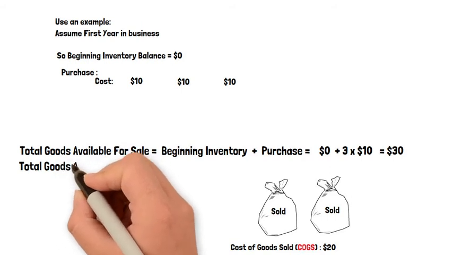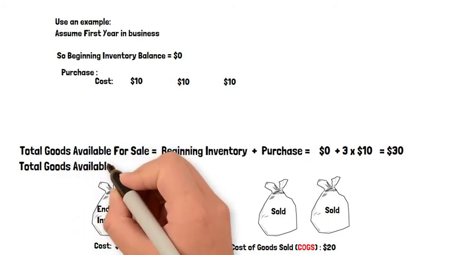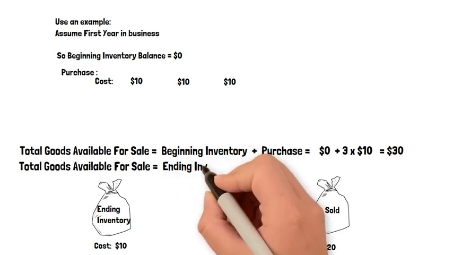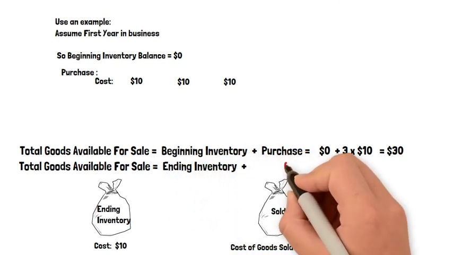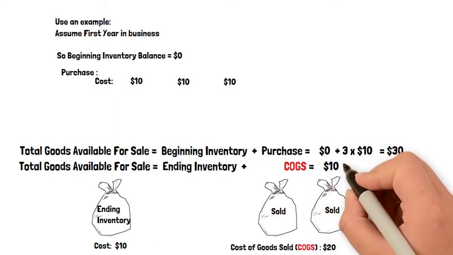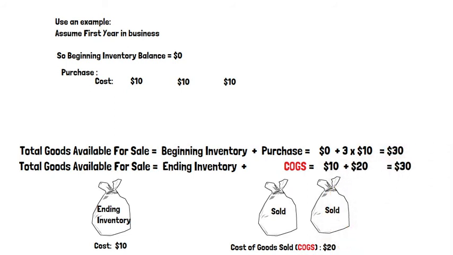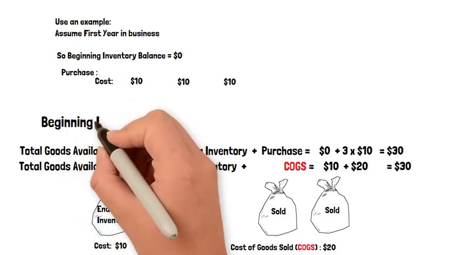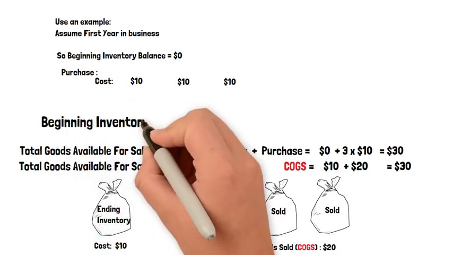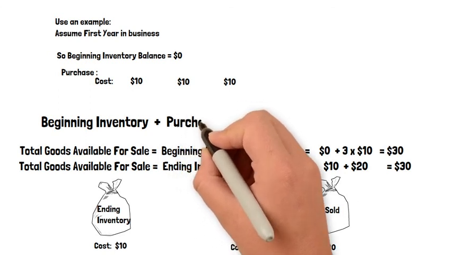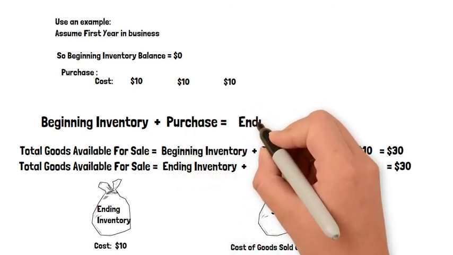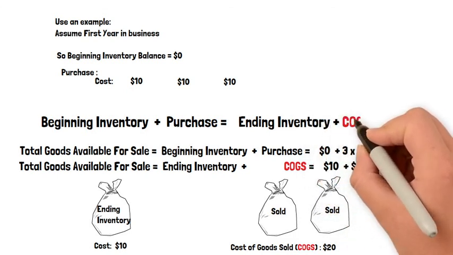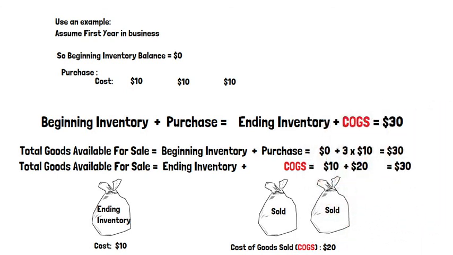So my total goods available for sale can be written in another equation. So that equals ending inventory plus cost of goods sold. That equals $10 plus $20 equals $30. Therefore, the beginning inventory plus purchase, that equals total goods available for sale equals $30, also equals ending inventory plus cost of goods sold.